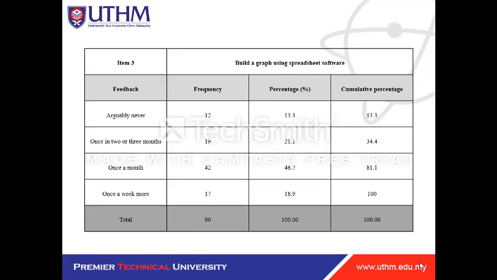Next is construct a graph using spreadsheet software. From the data analysis, the lowest one is 13.3, who choose never to use spreadsheet software to construct a graph. Second lowest is 18.9, who use it once a week or more. The third lowest is 21.1 students who construct a graph once in 2 or 3 months, and the highest is 46.7% who construct a graph using spreadsheet software once a month.